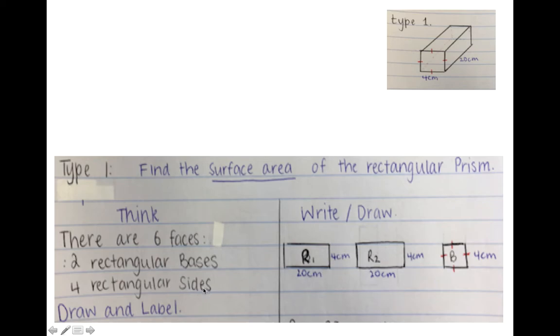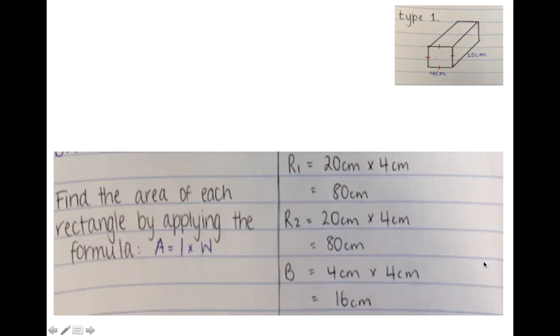And in the draw section, you would see these drawn out with 2 different rectangular sides and a rectangular base. Next, in the think section, we would assume that they know the rule of area equals length times width, and therefore they will be applying that in their draw section. So they are to find rectangle 1 area, which is 20 by 4, rectangle 2, which is 20 by 4 again, and the base, which is 4 by 4, which is 16.